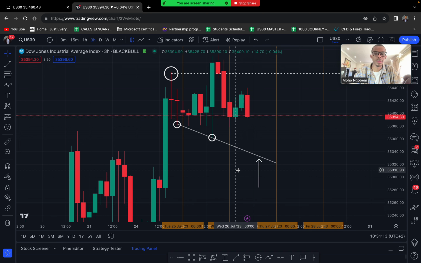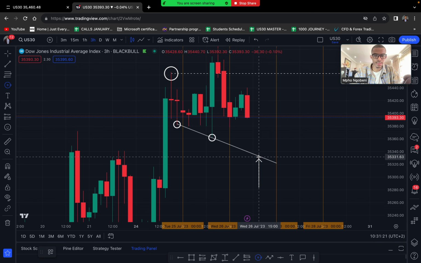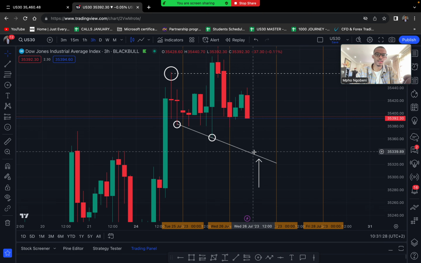That's the time we want. We want 15 to come there. That's then going to be our entry for buys. So if it comes there at 18, we sell. But if it comes there at 3, we buy.